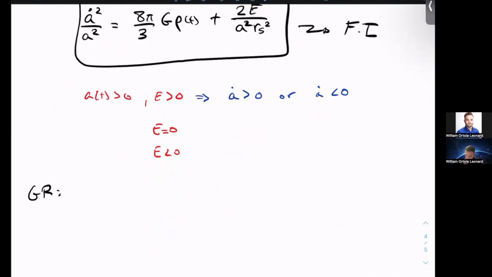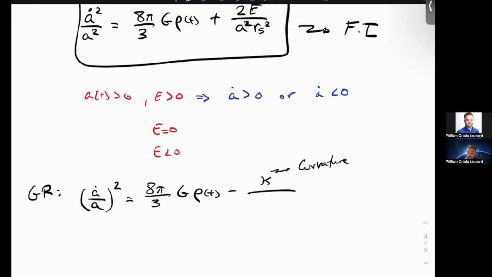And what we end up finding is we have the same thing on the left hand side, which is a dot over a squared, then 8 pi over 3 times G times rho minus kappa, which is going to be the curvature. As you remember from previous videos, the curvature can be either 0, 1, or -1. And this is going to be divided by R squared times a squared. So basically the same factors that we found here, but now with a kappa.